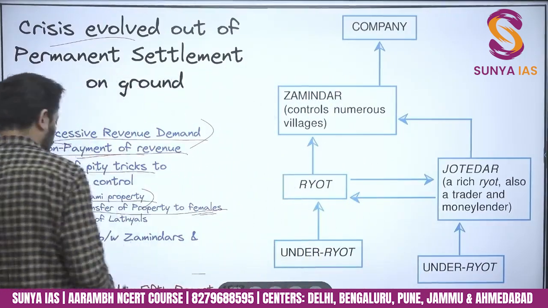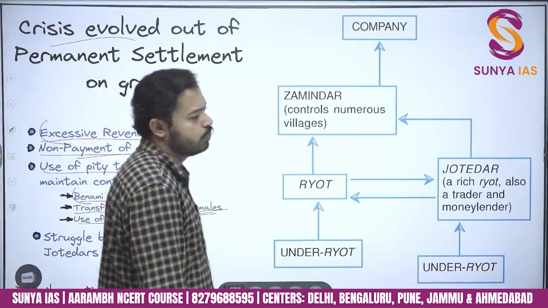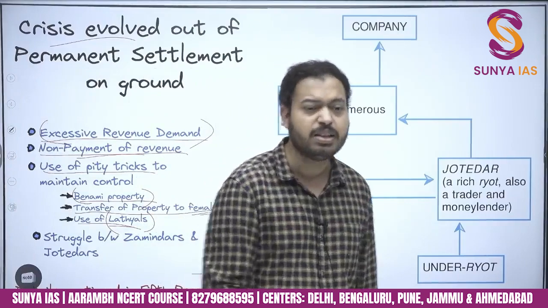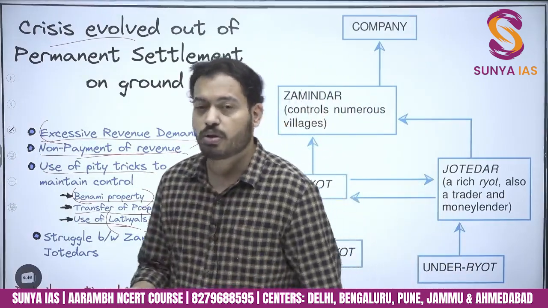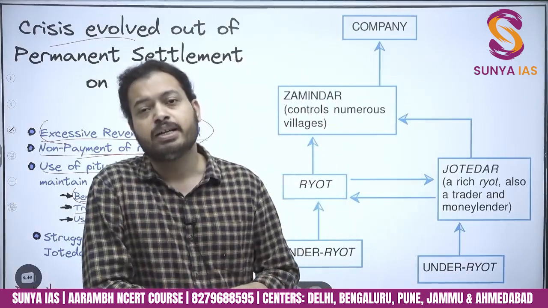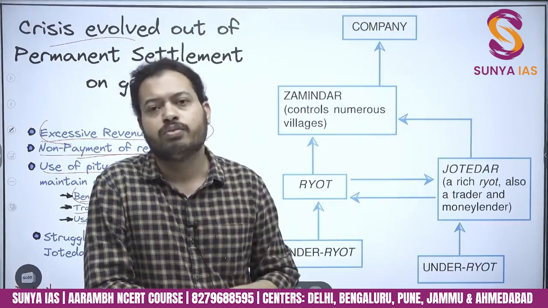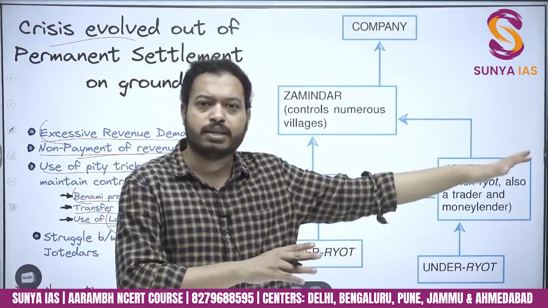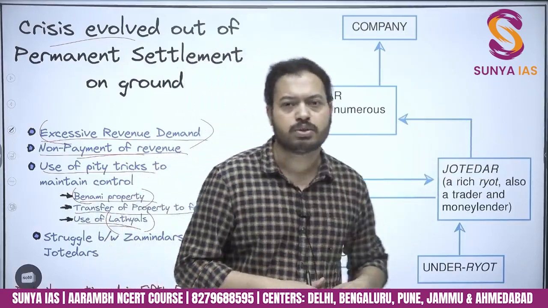Then use of Lathials. These were the petty tricks on the grounds, because look what used to happen. Even this thing happens even now. Always remember, after 2006, Indian Railway decided that it will sell off the scrap iron from the railway distribution centers, and the scrap iron selling was happening throughout India.